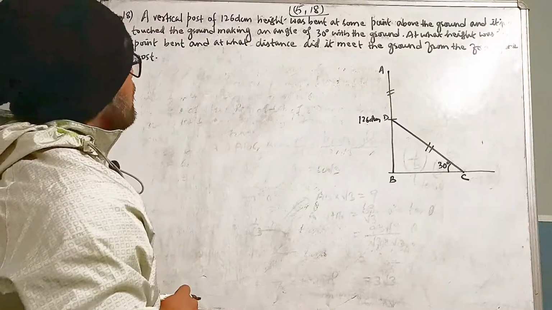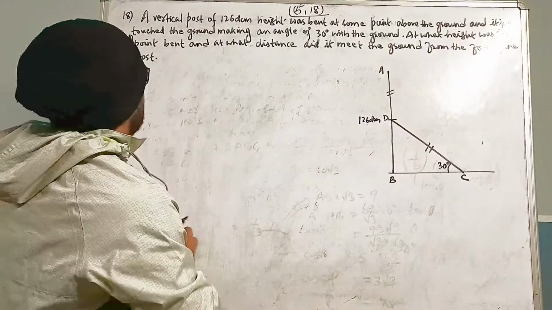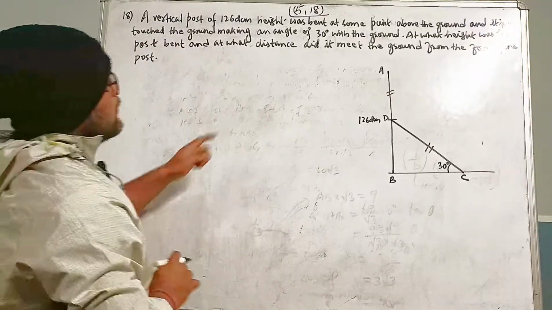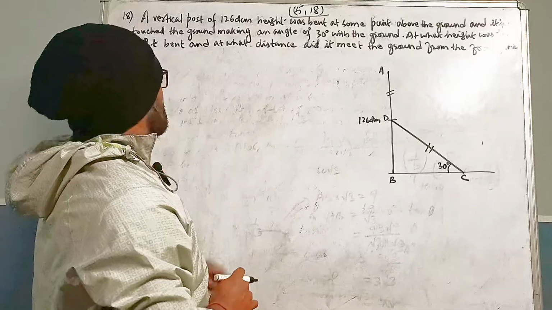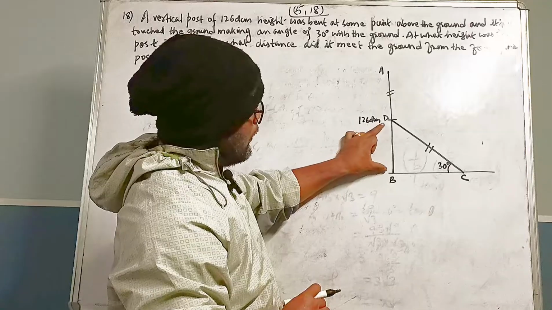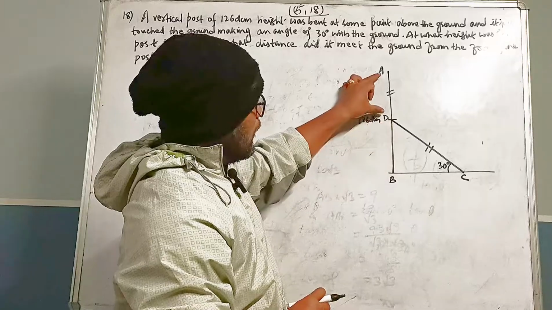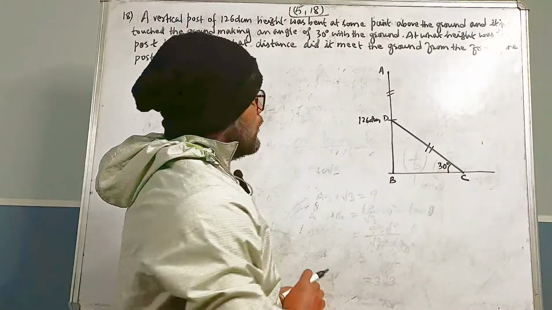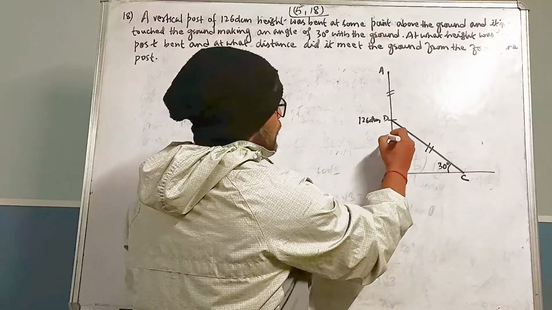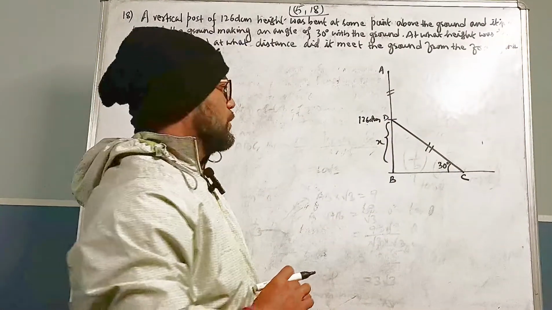Clear? So what is given here? At what height was the post bent, and at what distance did it meet the ground from the foot of the post? So the height of the post is here 126 decimeter, and we assume that the post was bent at the point D, and it stopped mid the ground at the point C. So no other value is given here, just the height of the post. Suppose I have assumed that the post is bent at the height of x decimeter.